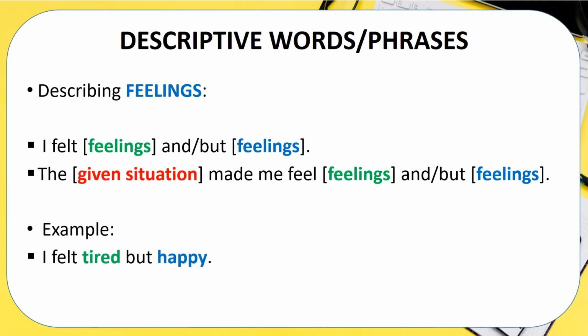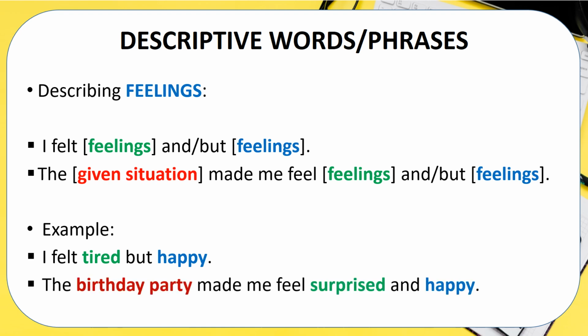So look at the example. I felt tired but happy. Or the birthday party made me feel surprised and happy. So you see earlier, tired is negative, happy is positive, so you use but. And then surprised, because this is in a good way, you are surprised by a birthday party, obviously it's good. And then happy is also a positive feeling, so you use and, right? So this is how you write descriptive sentences using feelings.